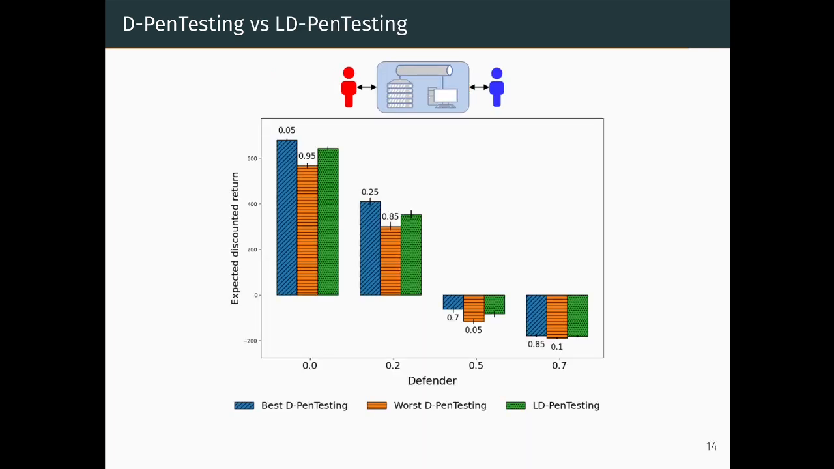To answer this question, we tested D-pen testing and LD-pen testing against random defenders whose behavior matches the Bernoulli model incorporated into the pen testers. The x-axis shows the decay value that the defender is matching, and the numbers at the end of each bar indicate the decay value used for the corresponding best or worst D-pen testing models. We can see that the performance of LD-pen testing is close to the best D-pen testing agents across the range of defenders. When the defender's model is not known, LD-pen testing allows us to still get good performance.